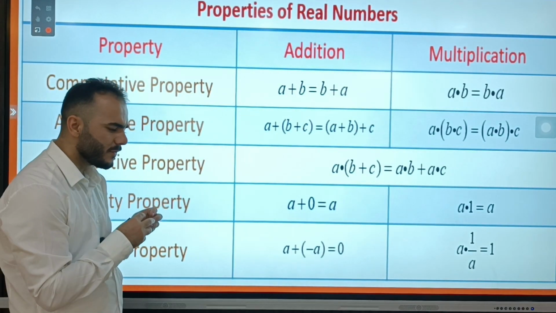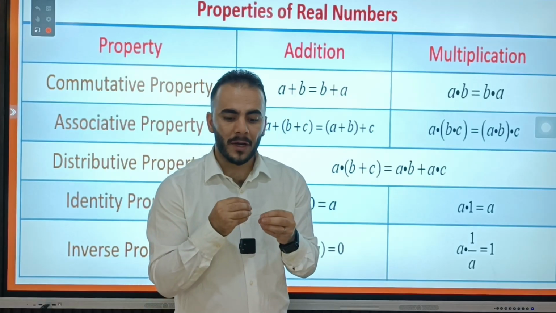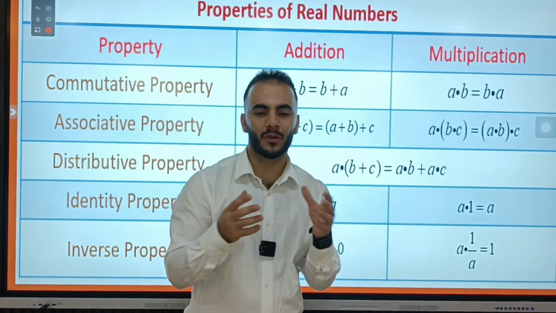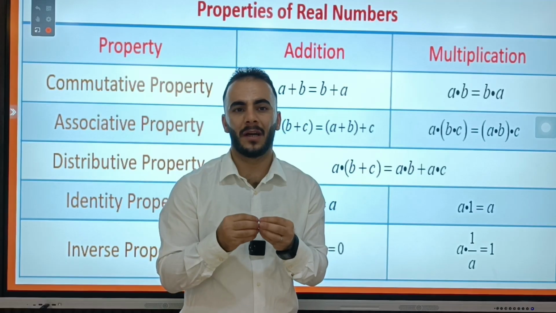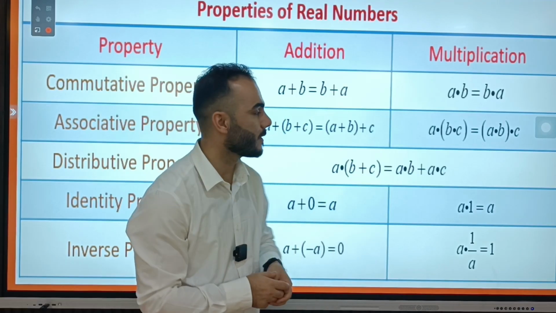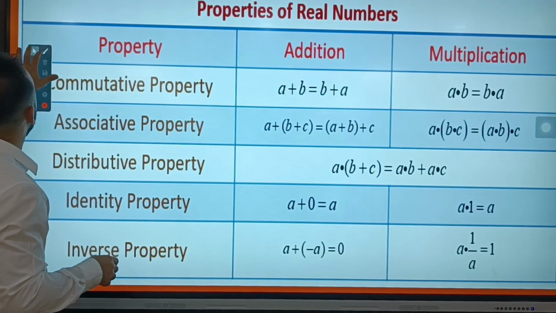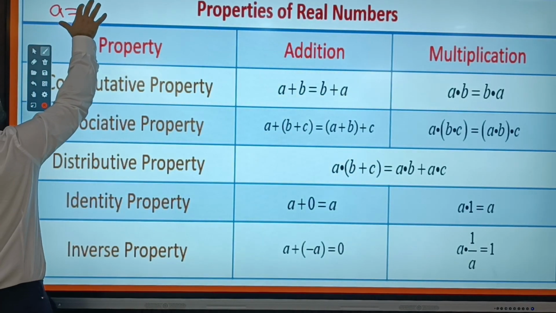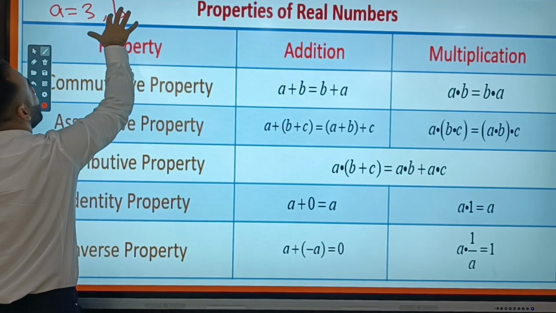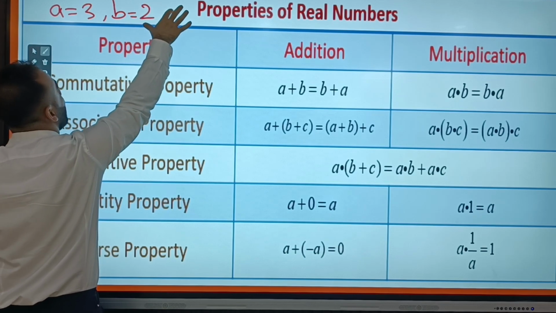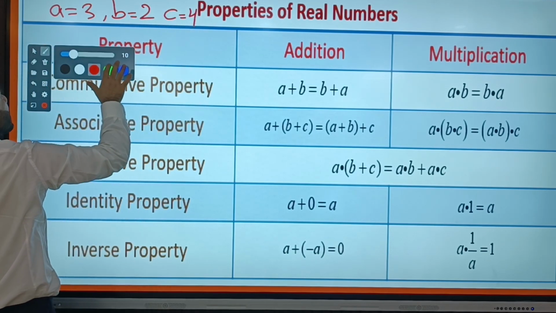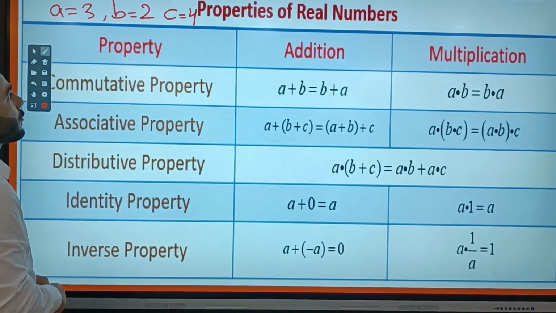In commutative, guys, we are going to play with the place of the numbers. Which one comes first or which one comes second? Let's see whether it's going to make any difference or not. Let's just say that A is 3, B is 2, and C is 4. Let's just imagine it like this. Okay, perfect.